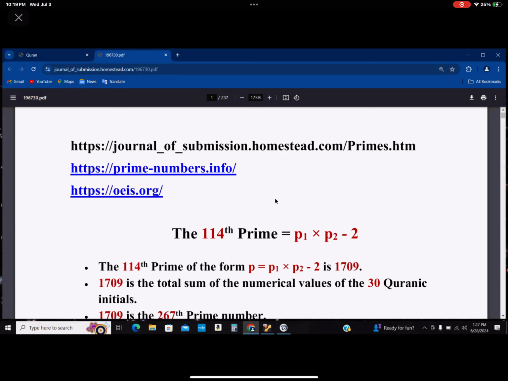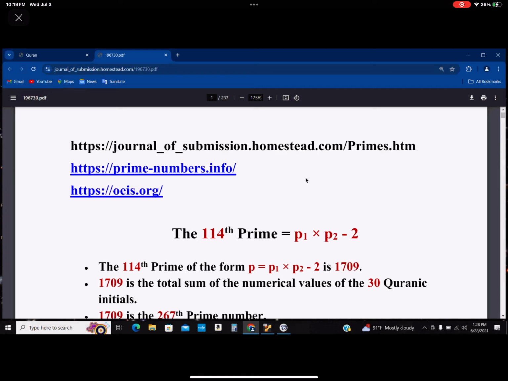Okay, so I want to go back to the 114th prime of the form that if you add 2 to this prime, you're going to get a semi-prime. These are a class of numbers, and they have indices. The 114th one is 1709, as we saw last week. So I rewrote it here. The 114th such prime is, as I said, 1709.